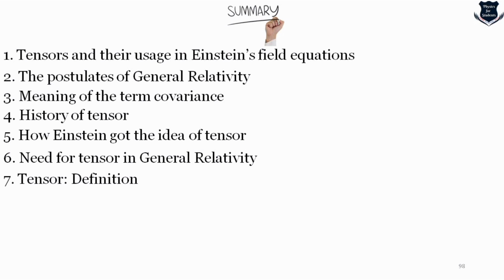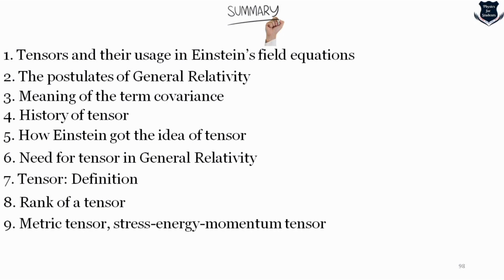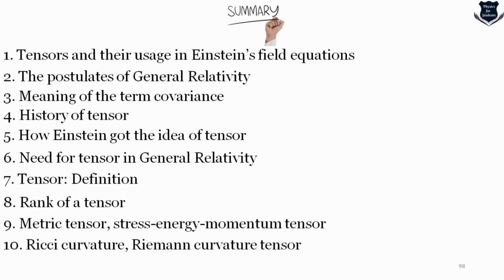Why do we need them? Yes, definitely we need that. Otherwise, we won't be able to calculate. Tensor, what is the definition? What is the rank of a tensor? The most important metric, the stress-energy-momentum tensor, the Ricci and the Riemann curvature tensor, and lastly, the Einstein tensor.